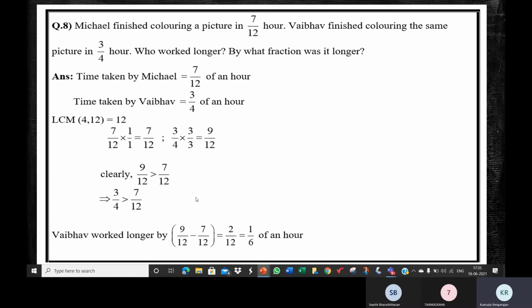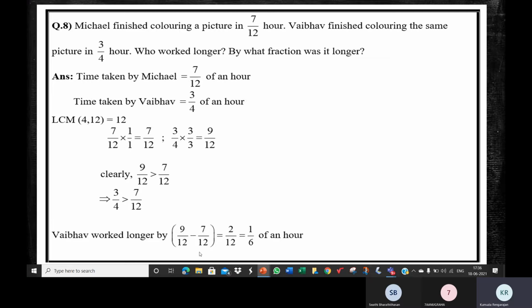So Vaibhav worked longer. Now the question is two things you have to answer: who worked longer and by how much? By what fraction? If one person takes 3 hours and the other person takes 4 hours, that means 4 minus 3, 1. So the person who took a longer time takes 1 hour more. 3 hours, 4 hours. How much extra? 4 minus 3, 1 hour.